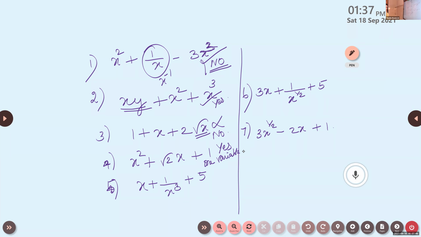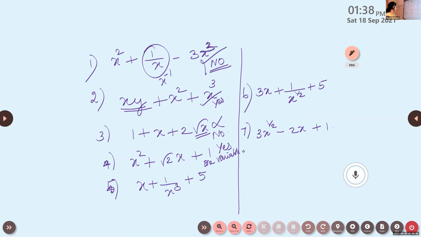Aman Shakir? Fifth one. Is it a polynomial? Yes, ma'am. Is it a polynomial, Aman? Yes. Fifth one. Yes is the wrong answer.